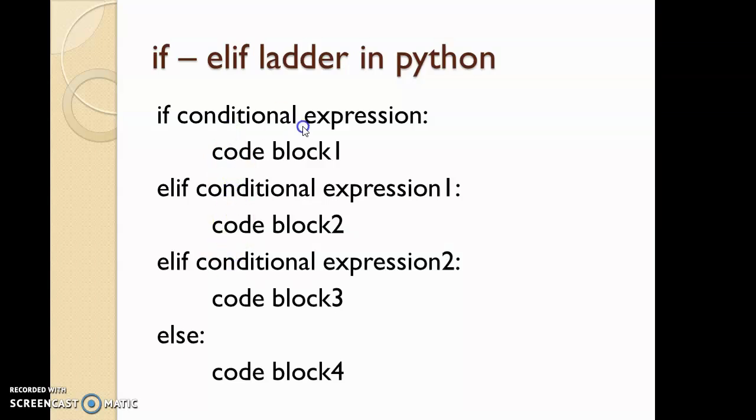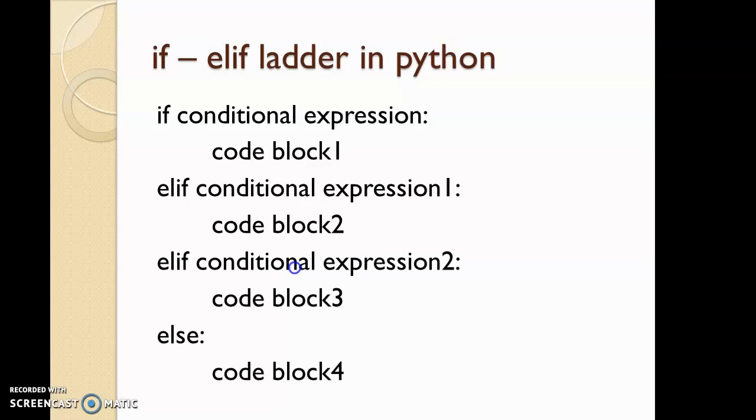Suppose the first condition becomes false, then code block 1 will not be executed and it will check the second condition, that is the else if clause expression. If this expression becomes true, code block 2 will be executed and it won't check the other conditions. If the first condition is false and the second condition is also false, then only it will check the third condition, that is else if clause conditional expression 2. If this expression becomes true, code block 3 will be executed.